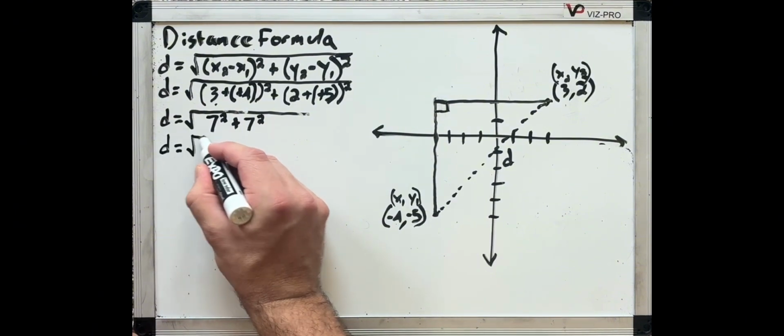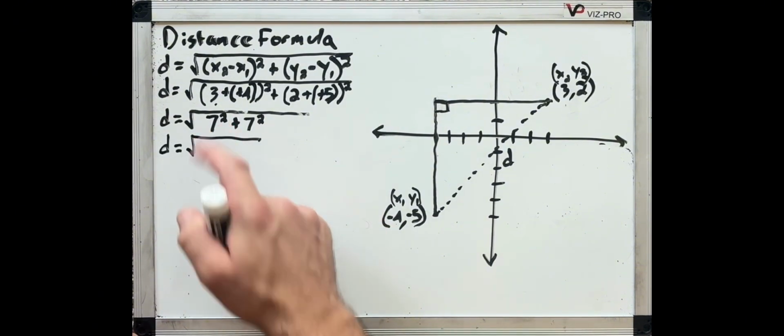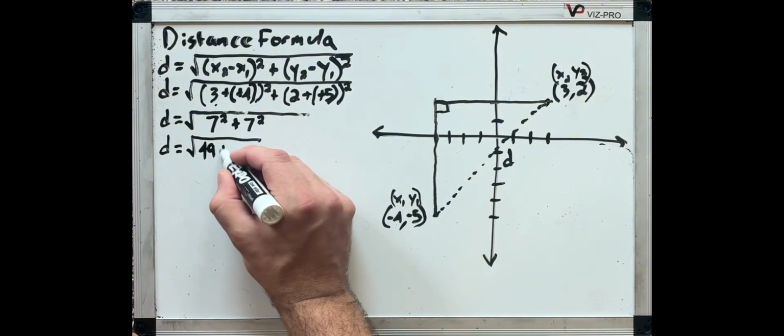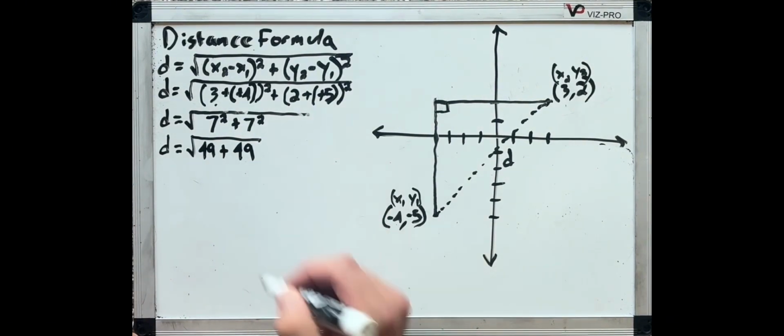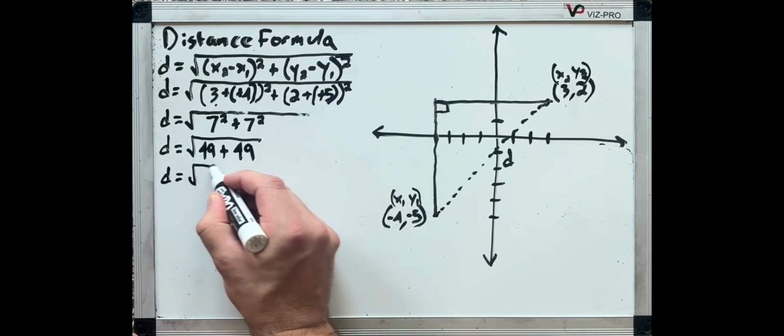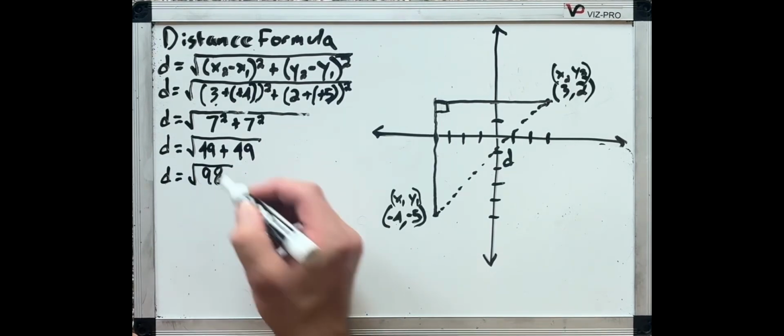Distance equals the square root. What's 7 squared? Well, that's 49. 49 plus 49. So we have distance equals the square root of 98.